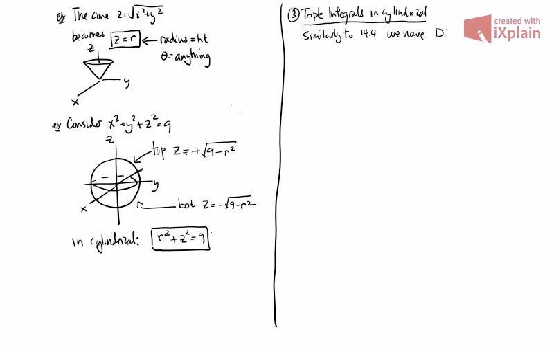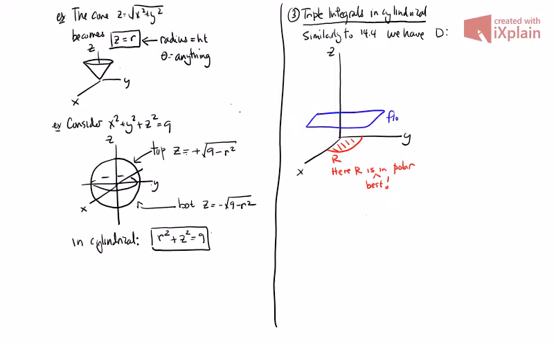We have D as follows. We have an R in the XY plane. The difference here is that R is going to be best in polar. But otherwise everything's pretty much the same. We've got a floor function and a ceiling function, and then we've got a solid which lies between those. That's our D.